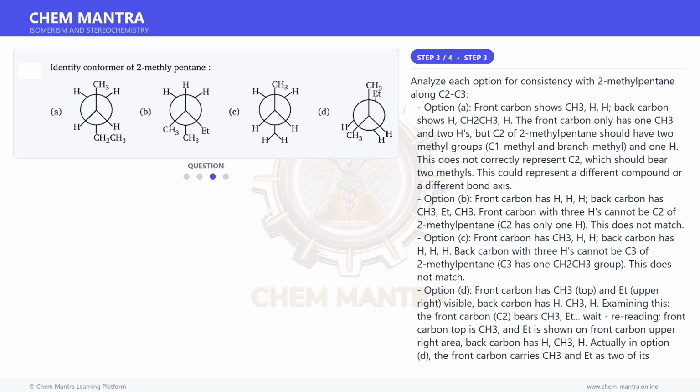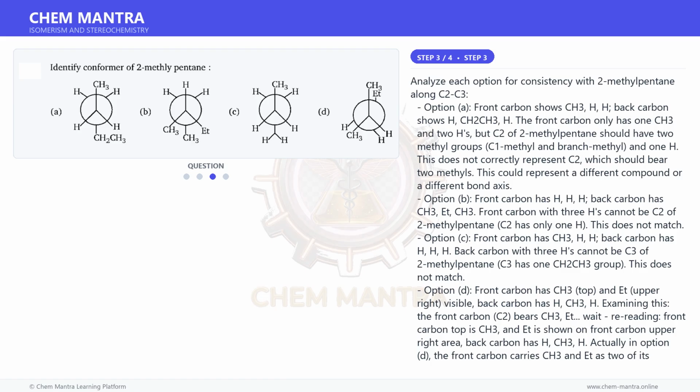Moving on to the next step. Analyze each option for consistency with 2-methylpentane along C2, C3. Option A, front carbon shows CH3, H, H, back carbon shows H, CH2CH3, H. The front carbon only has one CH3 and two Hs, but C2 of 2-methylpentane should have two methyl groups, C1 methyl and branch methyl, and one H. This does not correctly represent C2, which should bear two methyls. This could represent a different compound or a different bond axis.